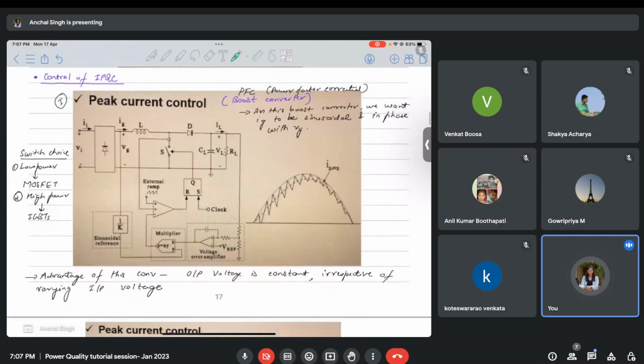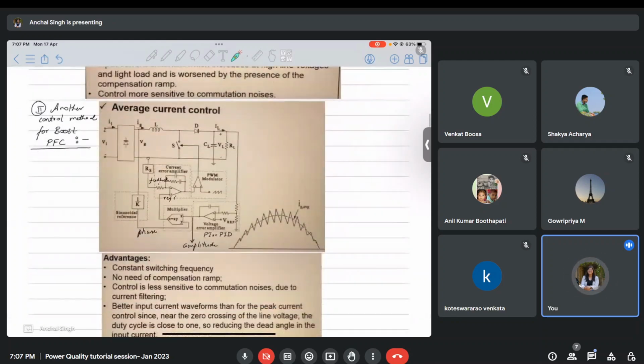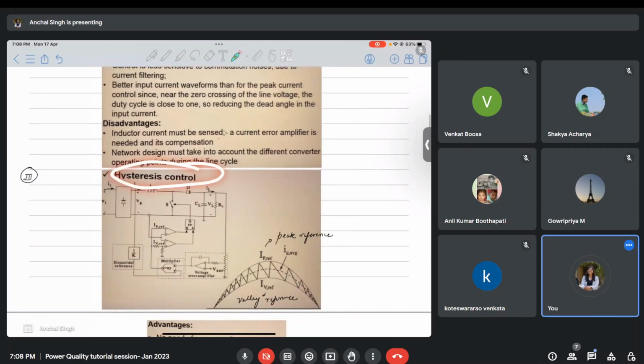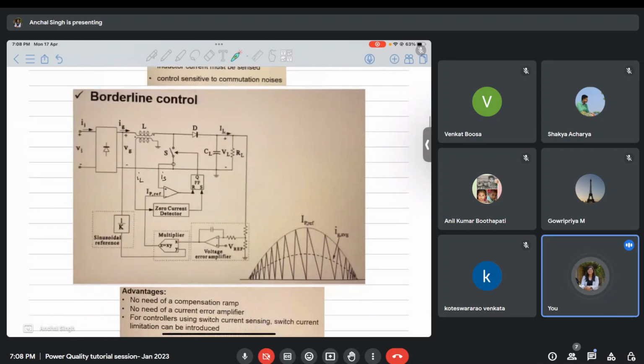Then if you look at the control of IPQC, there are a lot of algorithms available for control of the current. One example is peak current control. Another one is average current control. Then it could be hysteresis control. So these are just examples. Then another one is borderline control.